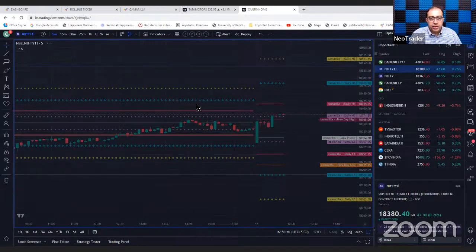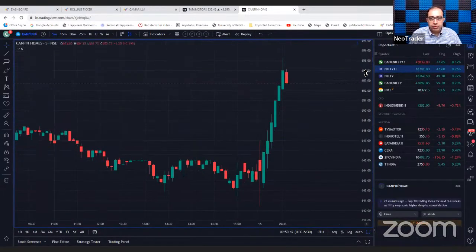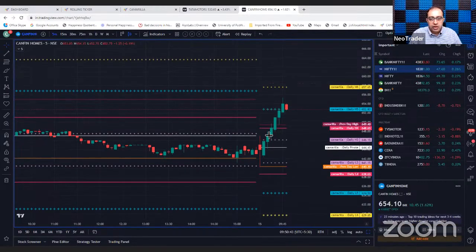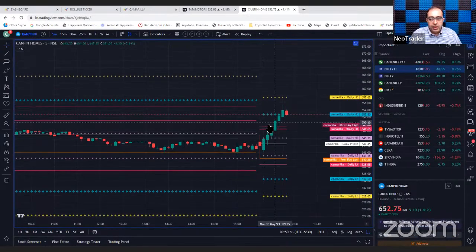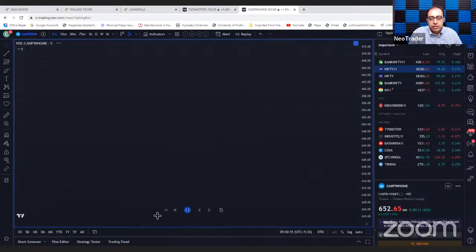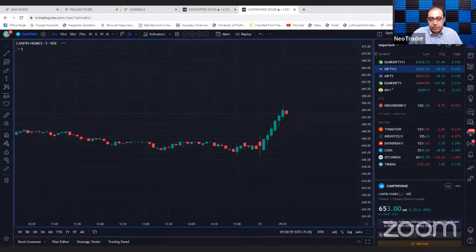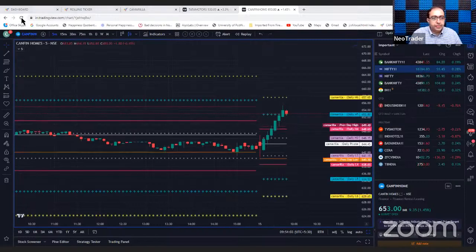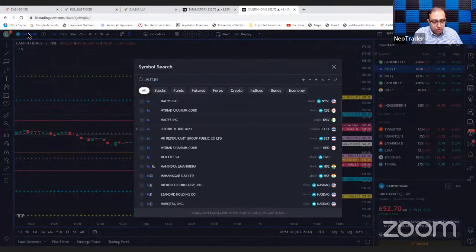And let's see what's happening in Canfin Home. You can see here, Canfin Home is a good buy candidate. We got a nice confirmation here about 651. So this is a good trading candidate for a quick move towards the upside. So Canfin Home is a good buy. Let's check out the other one, which is Muthoot.